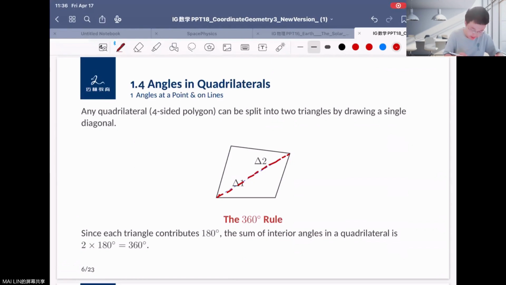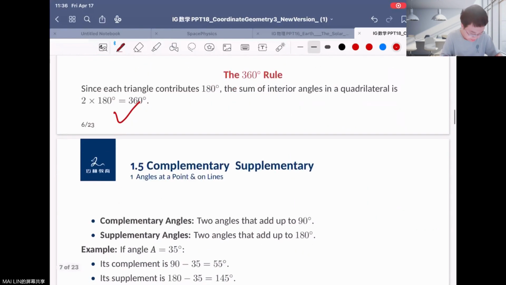So we can say first, maybe here, these three angles, the sum is 180 degrees, right? And another triangle right here, their sum is 180 degrees. So the sum of the total internal angles in the quadrilateral is 360 degrees, okay? So here it is 360 degrees, okay?